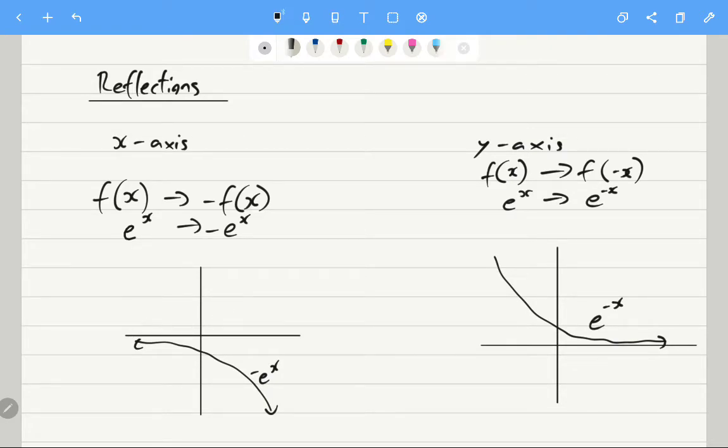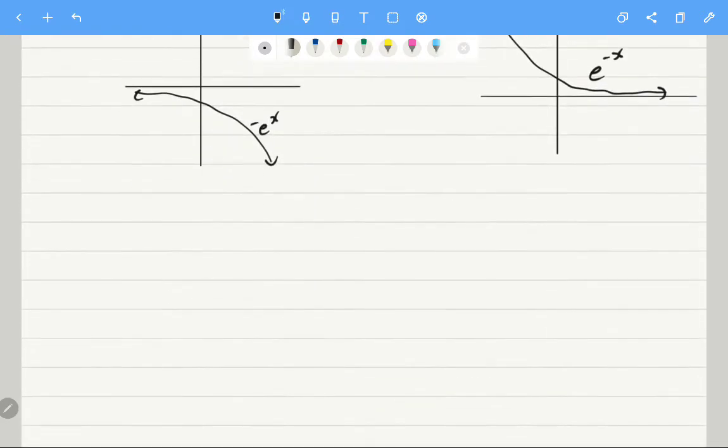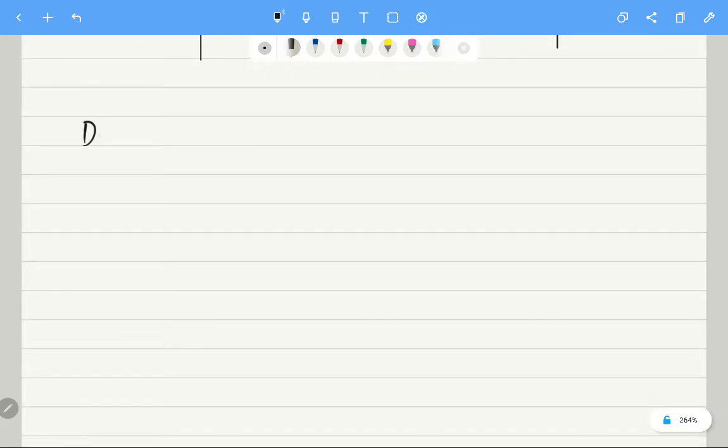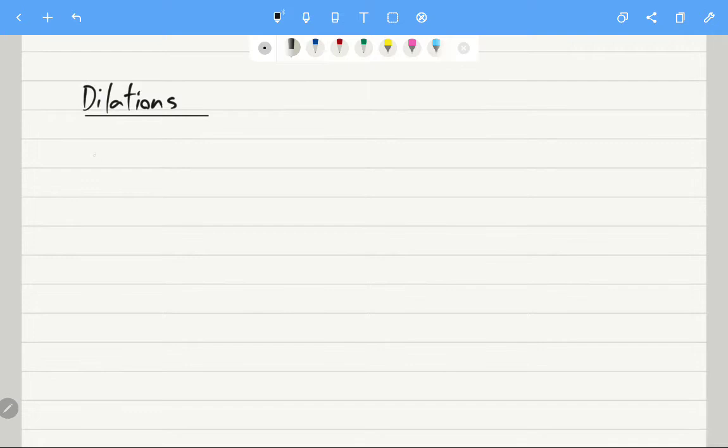And then all we're really left with after we've done our translations and reflections is the third type of transformations, which is dilations. Alrighty, so dilations come in two different types. We have vertical and horizontal. Swap the order, because everything else I've been doing has been horizontal first.